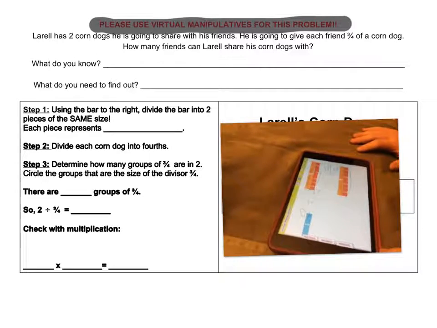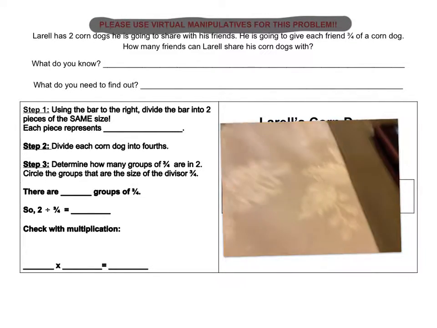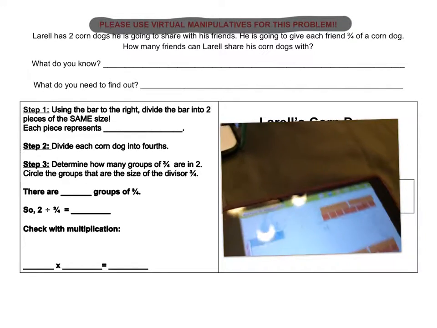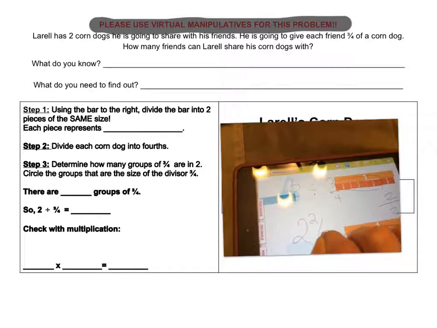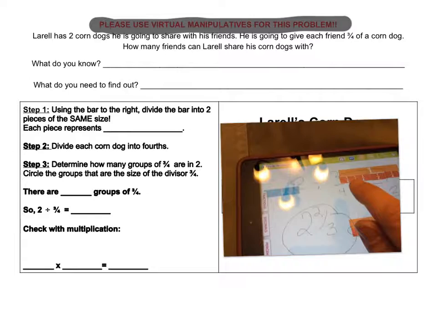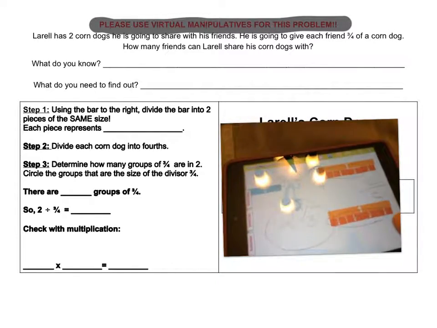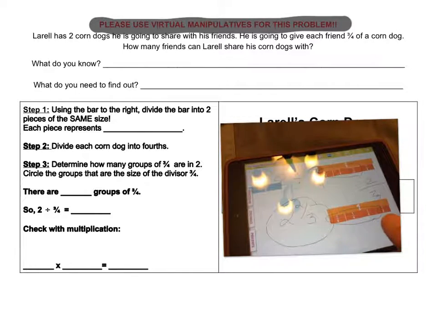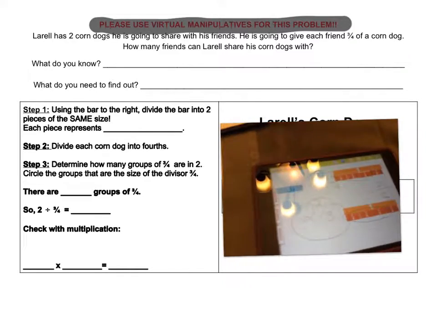So thank you for your help, Dylan. I can take it from here. So we would have 2 and 2/3 groups. That's how many groups of 3/4 there are, because there are 2 whole groups and then 2 pieces left over that also are part of another group. That's where you get the 2 and 2/3.